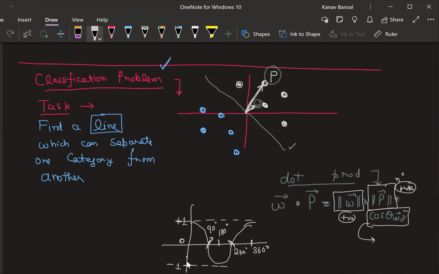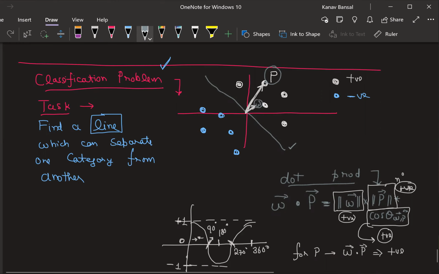Is it positive or negative? If the angle is greater than 0 and less than 90, what is the value? Yes, it is positive. Now, do you observe that this entire product is always positive for this P point? For P, the value of W dot product P is going to be a positive value, right? Which means it belongs to positive class. Let's say all these values belong to positive class. All these values belong to negative class, right?